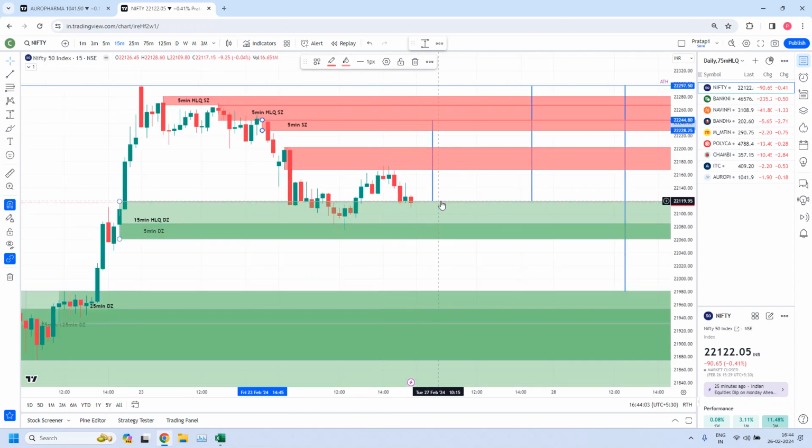That is what we discussed yesterday. This will be the range between this 15 minutes demand zone and this 5 minutes high liquidity supply zone. Prices will be moving.